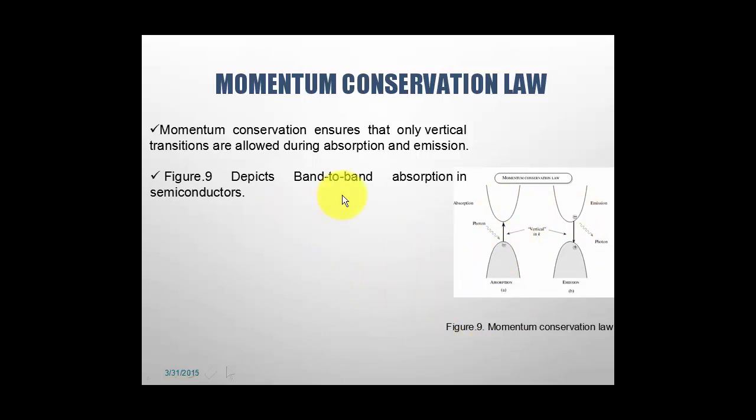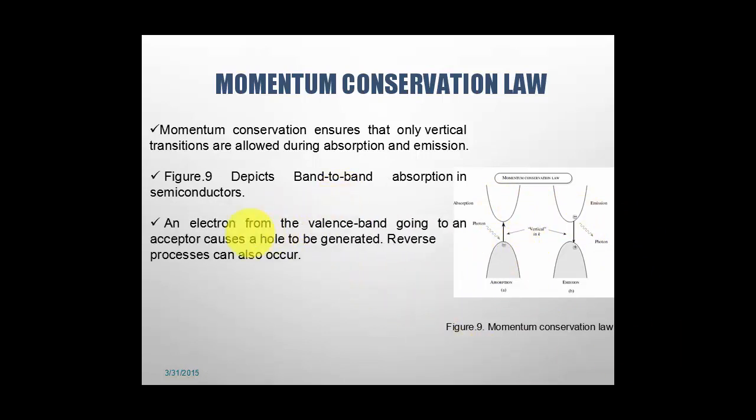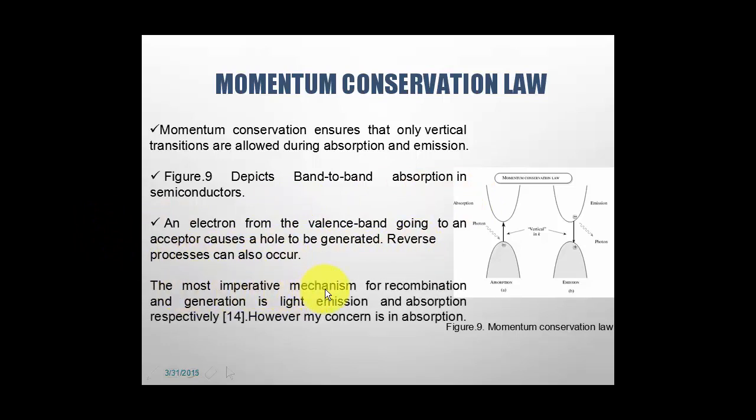The diagram depicts band-to-band absorption in a semiconductor. An electron from the valence band going to an acceptor causes a hole to be generated. The reverse process can also occur. The most imperative mechanisms for recombination and generation are light emission and absorption respectively. However, our concern is in absorption only.